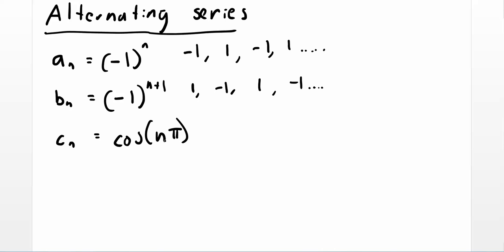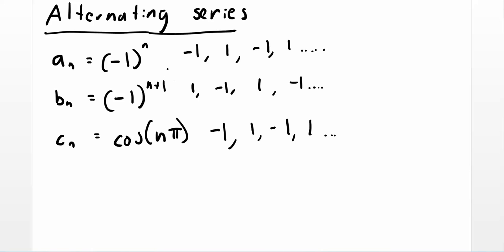And then looking at cosine of n pi, starting with n equals 1, we get -1. Cosine of pi is -1. And then cosine 2 pi is 1. Cosine of 3 pi, -1. Cosine 4 pi, 1, and so on.